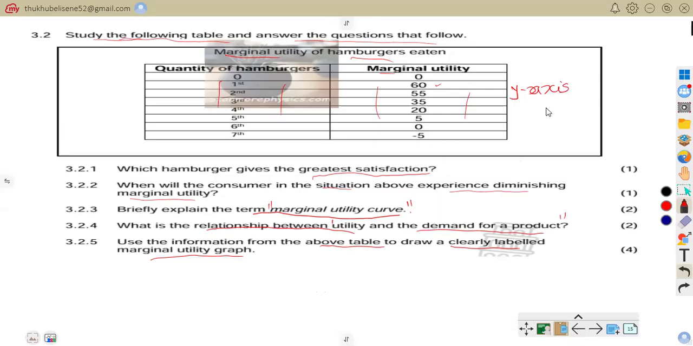On your x-axis, we are saying the quantity of hamburgers. On the y-axis, you are going to have marginal utility. So you plot the points and join them to form a downward sloping curve. The key idea is the curve slopes down because of diminishing marginal utility.